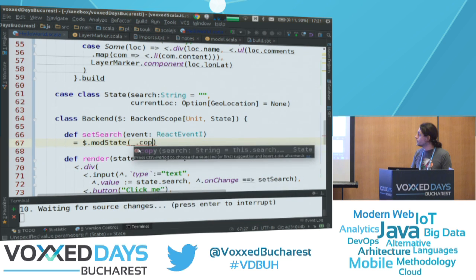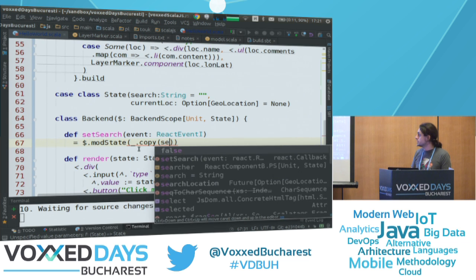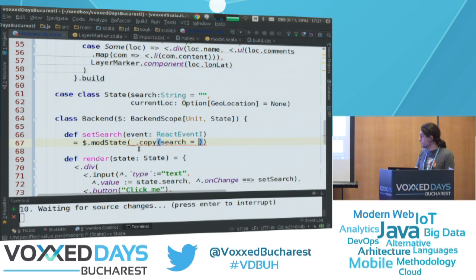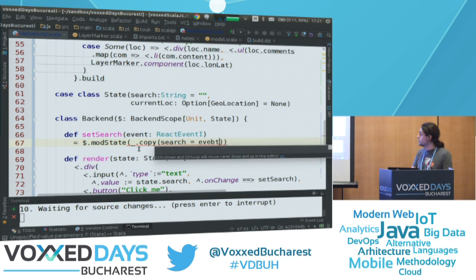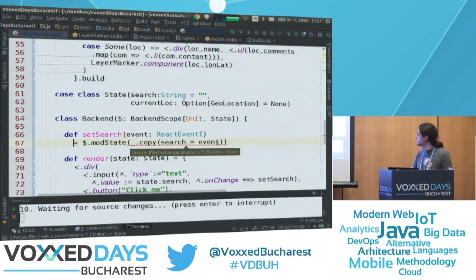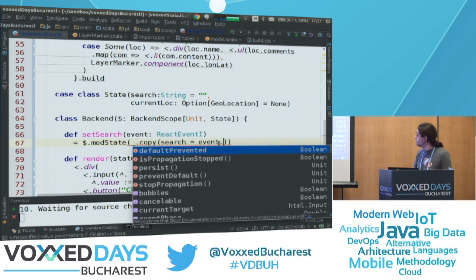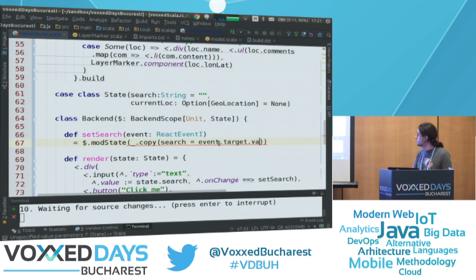So what are we going to do? We're going to change. Our state is just a normal case class. So we just copy the search term from event target and value. Right, again, this part is normal JavaScript DOM API, right? We take the DOM event, what component it comes from, and the value. So this is kind of primitive, but it works.